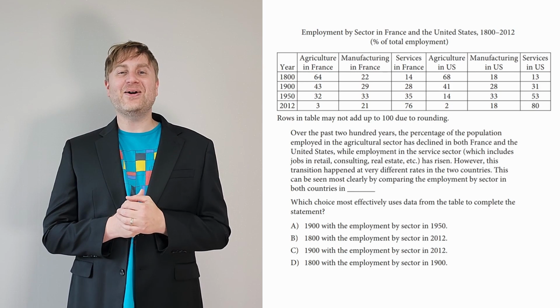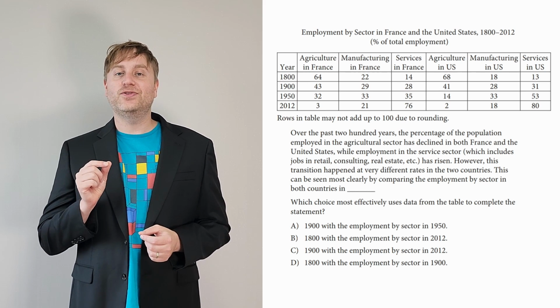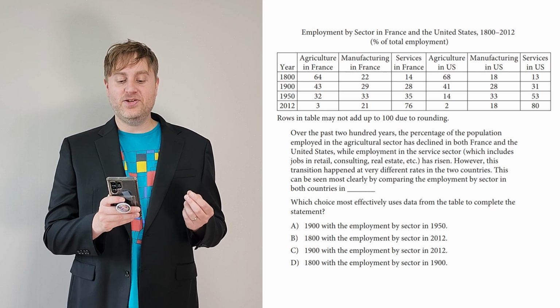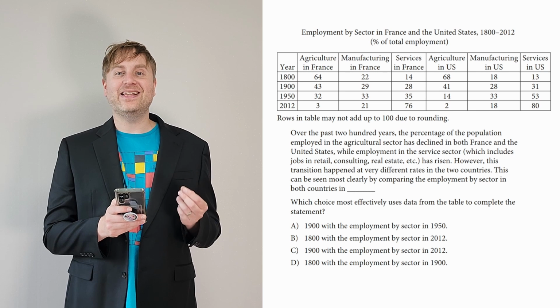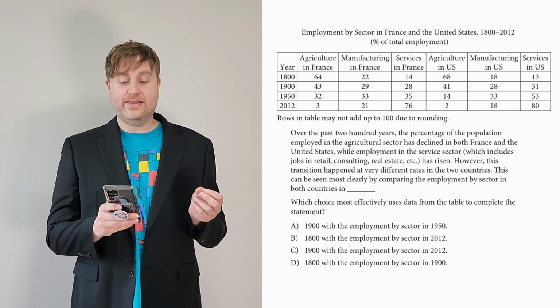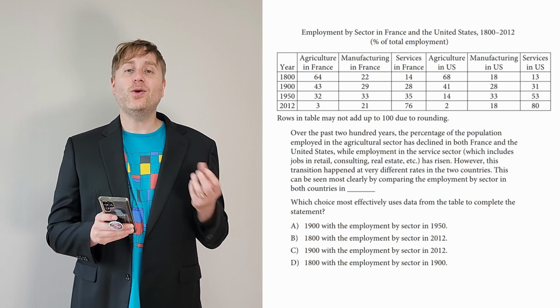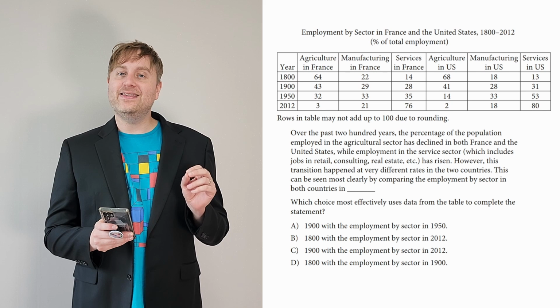So again, we start by ignoring the infographic and jump straight to the question itself. Which choice most effectively uses data from the table to complete the statement? Now the question is asking for information from the table to complete the statement, which means that we'll need to focus on the statement, the one with the blank in it. So let's read that together.